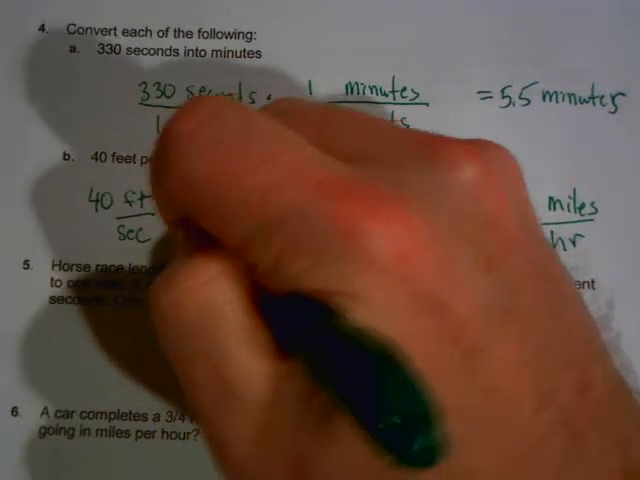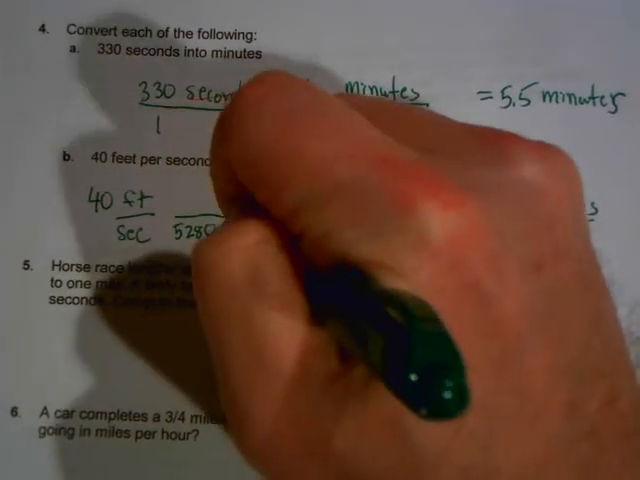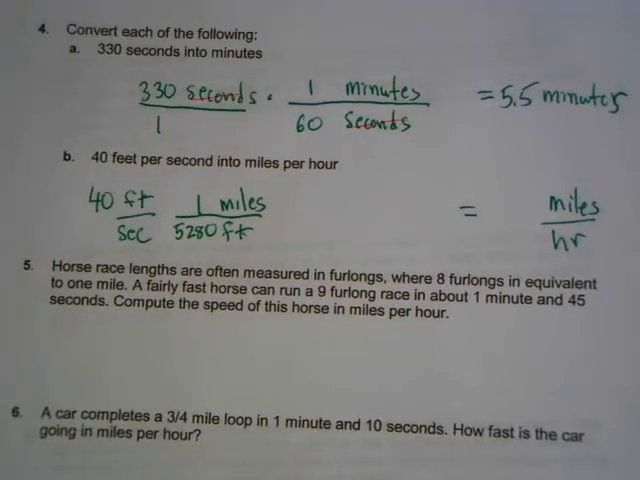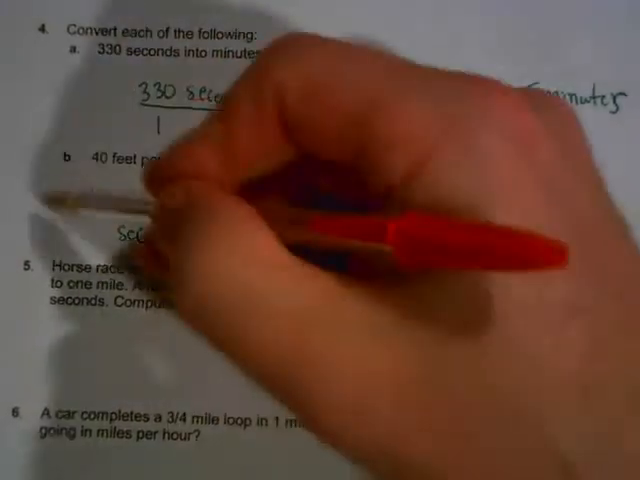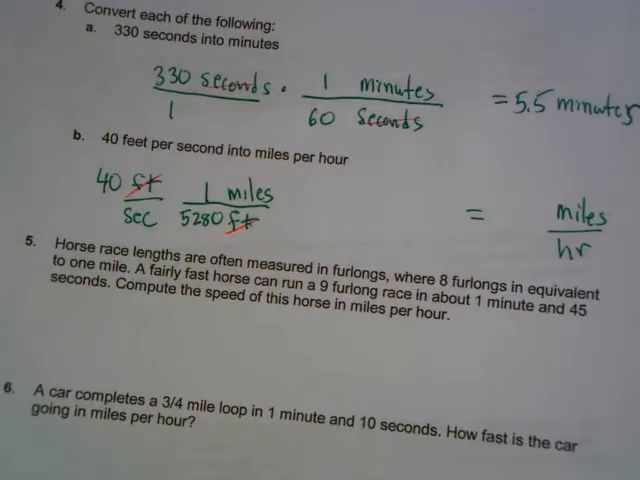I know that there are 5,280 feet in 1 mile. So I put down my units first, and then my units tell me what number goes on top and what number goes on bottom. Now, I'm half done. Feet reduces with feet, miles is on top.